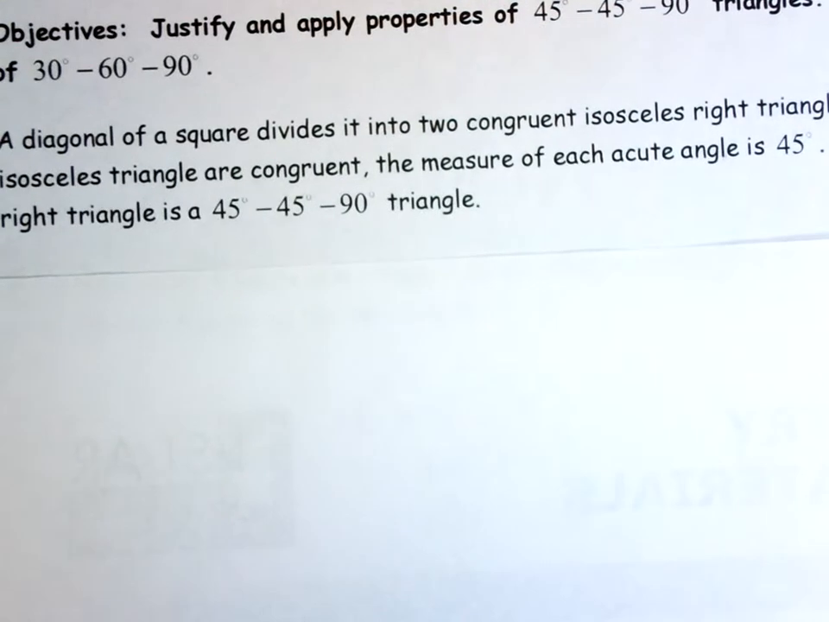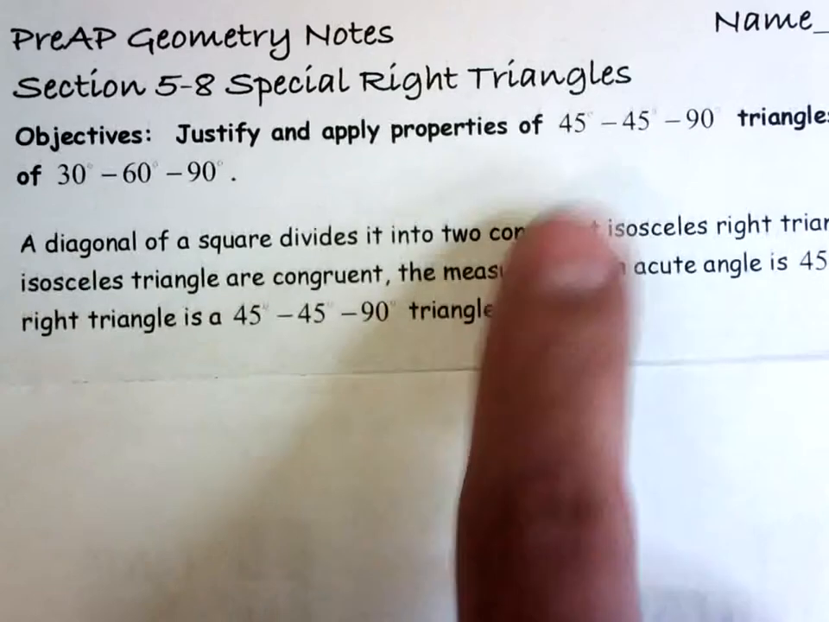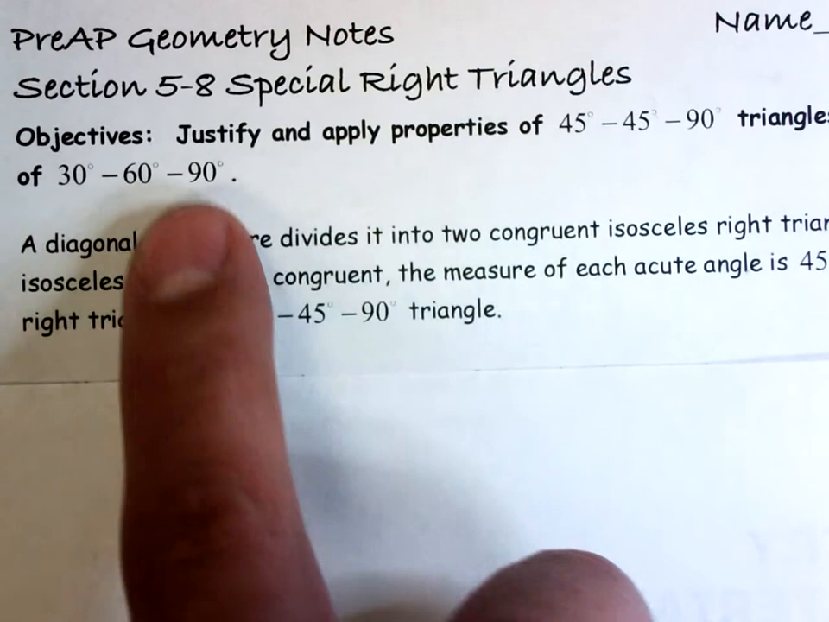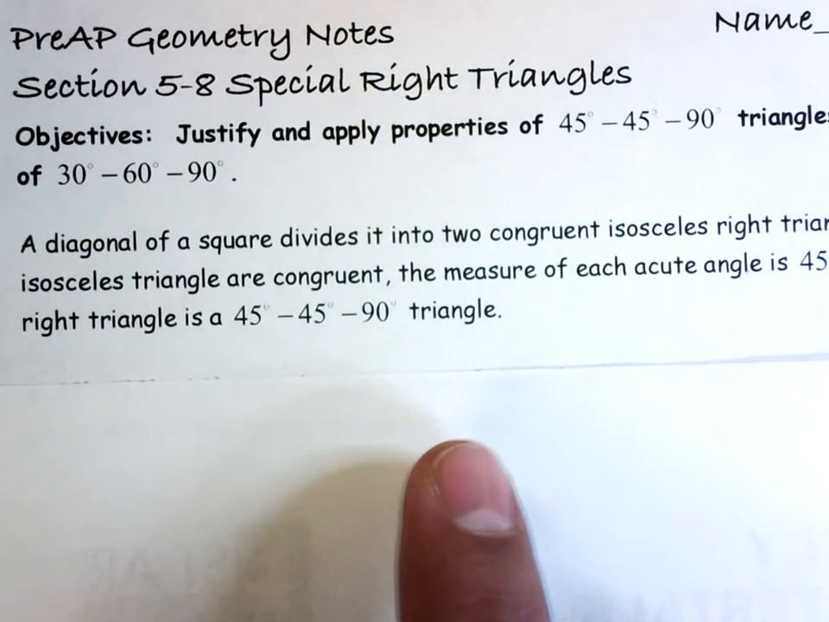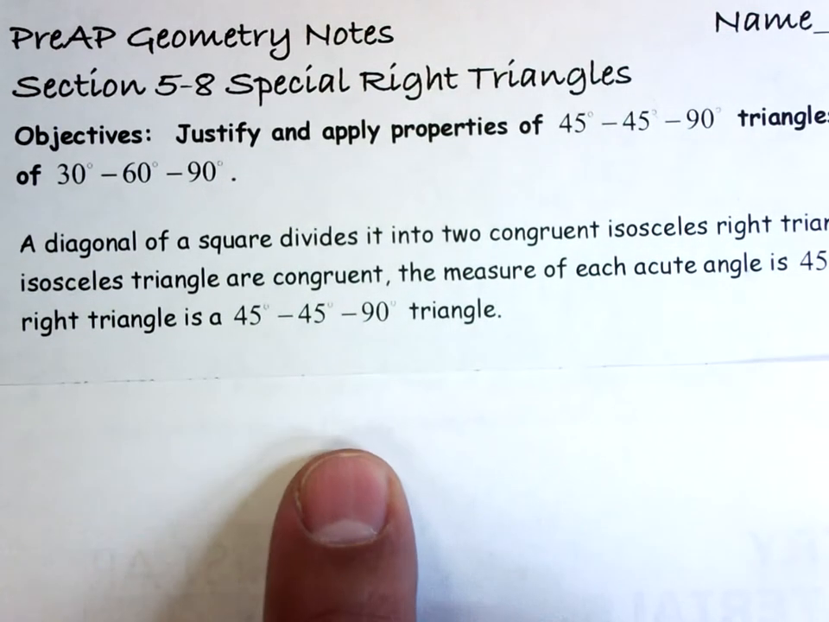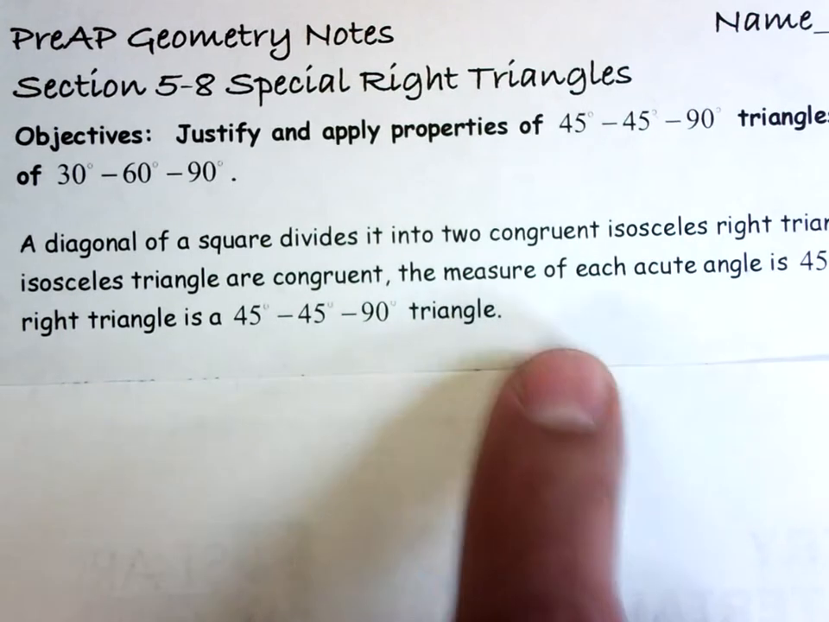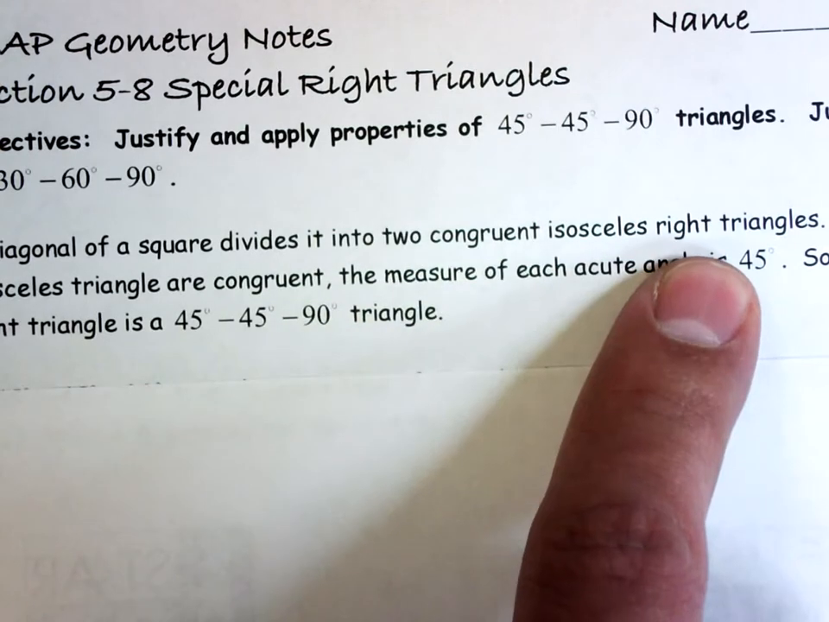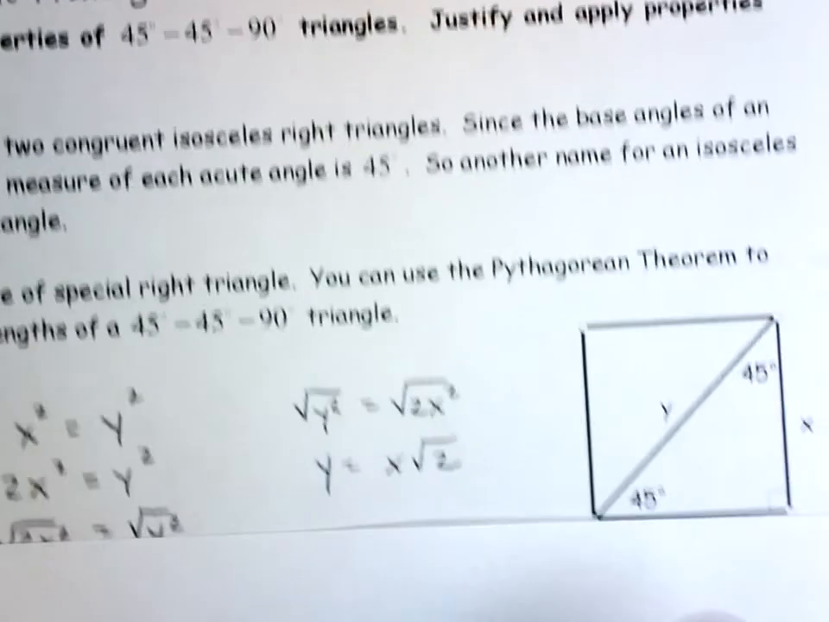All right, next topic, we're talking about special right triangles. We're talking about 45, 45, 90 triangles and 30, 60, 90 triangles. If I start off with a square and I draw in a diagonal, it's going to create two congruent isosceles right triangles. So that's all they've done here.